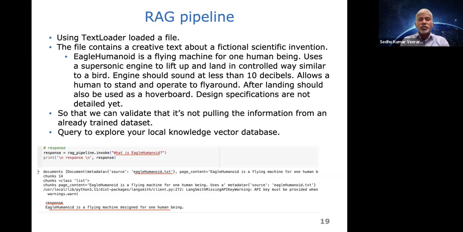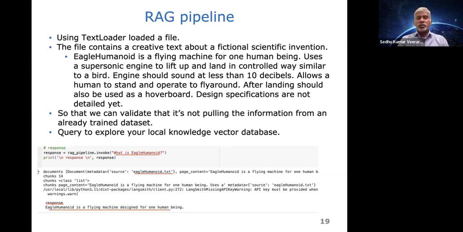Using a text loader, I loaded a file. The file contains creative text about a fictional scientific invention. Eagle humanoid is a flying machine for one human being. It uses a supersonic engine to lift up and land in a controlled way, similar to a bird. The engine should sound at less than 10 decibels. It allows a human to stand and operate it to fly around. After landing, it should also be usable as a hoverboard. Design specifications are not detailed yet.